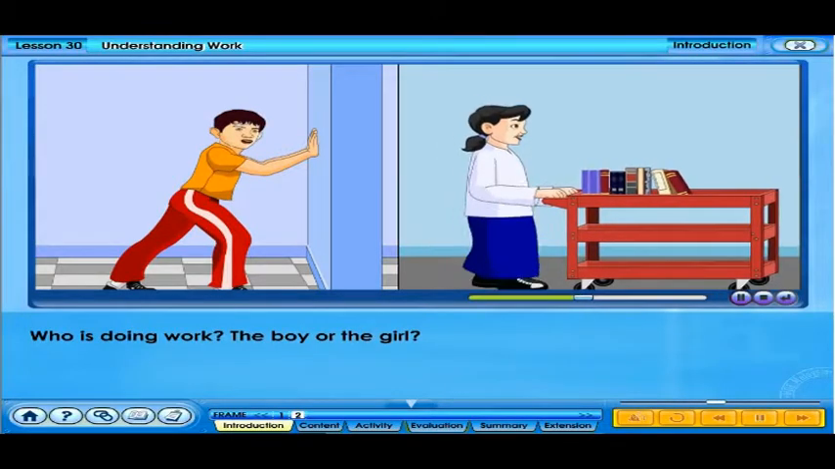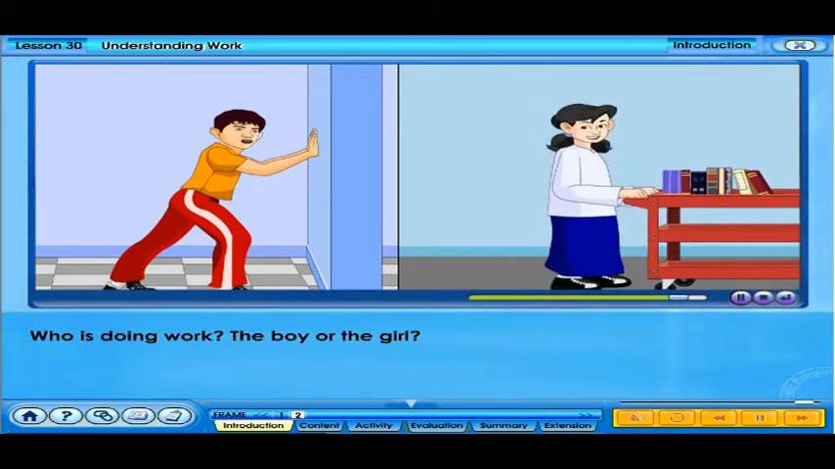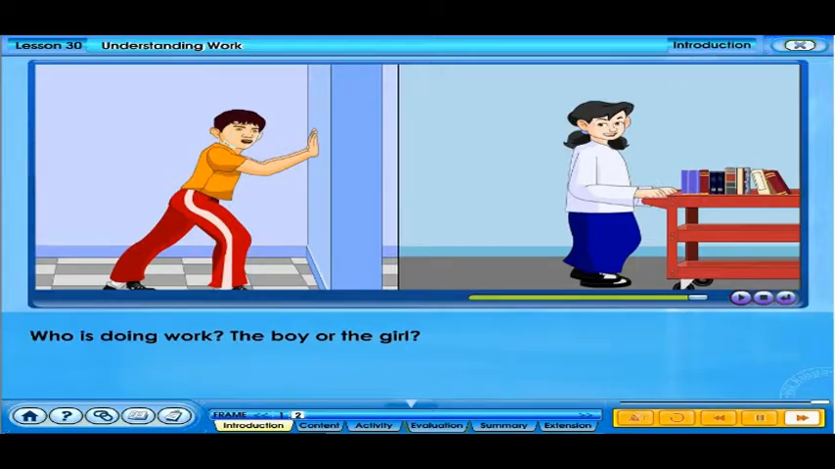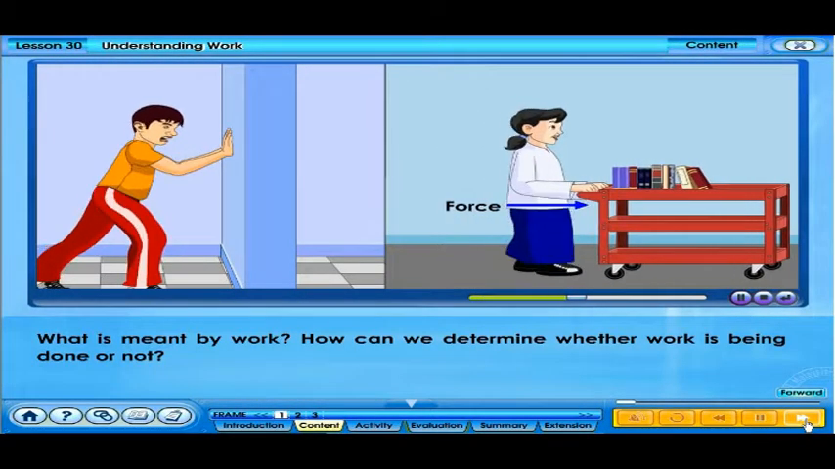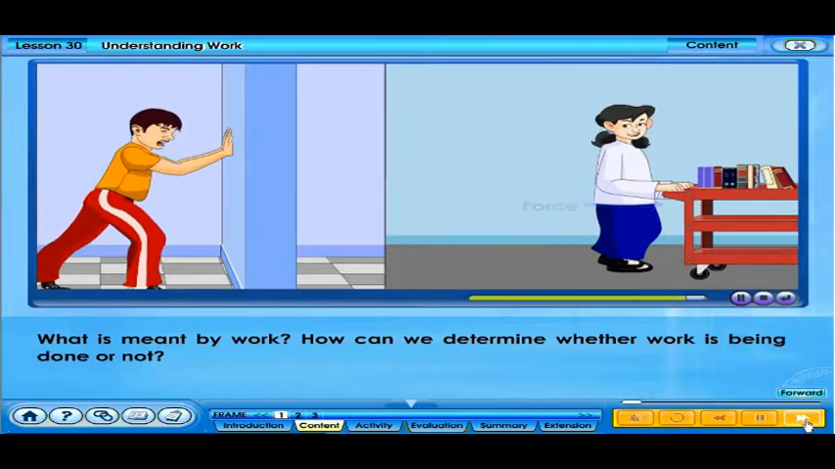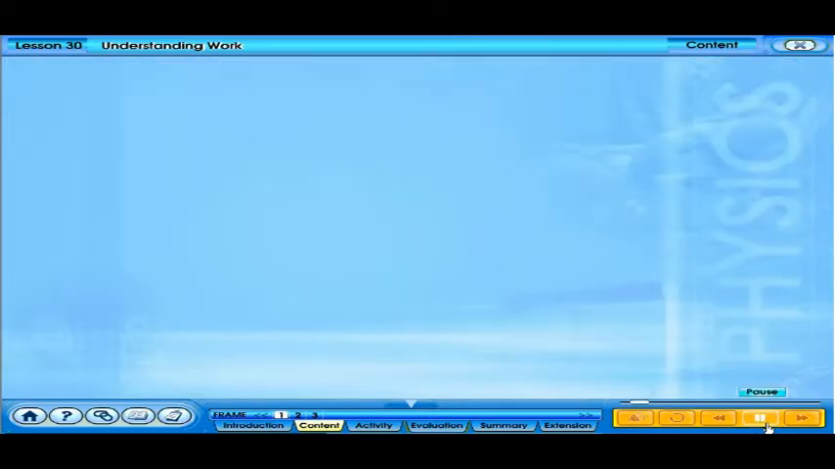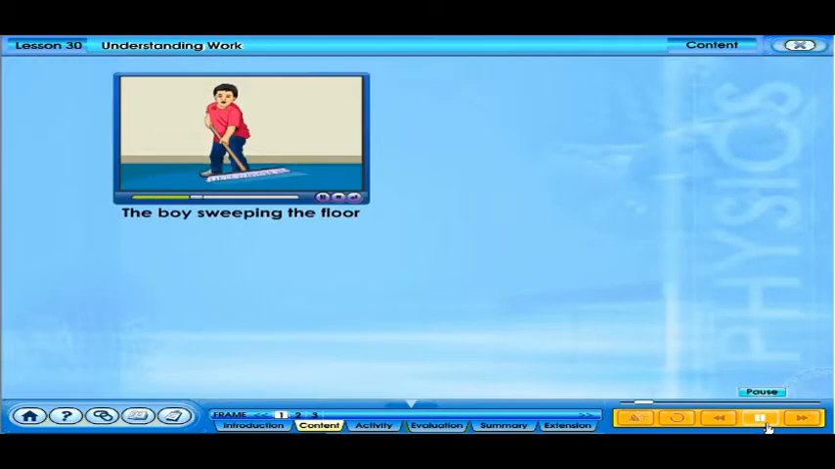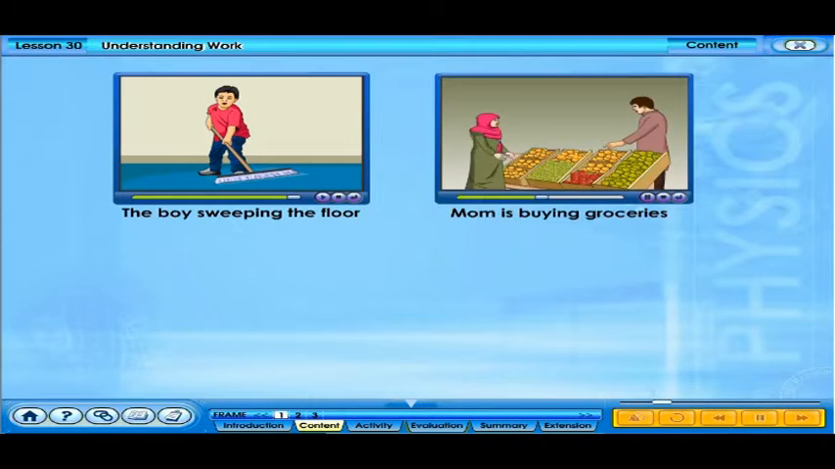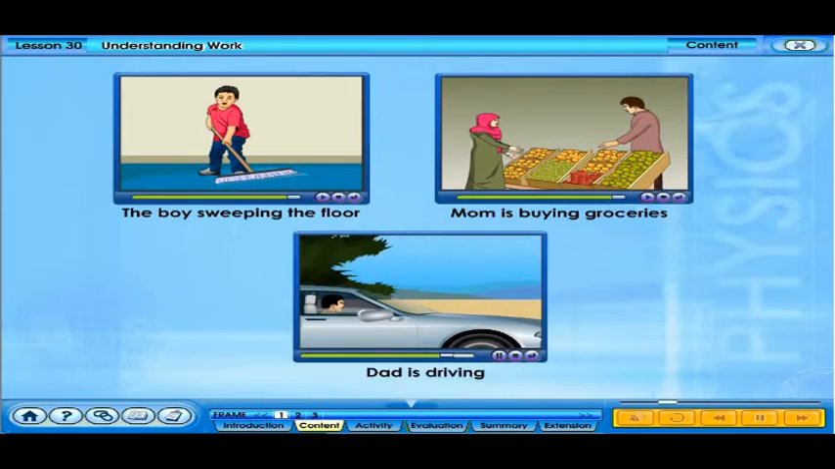Who is doing work, the boy or the girl? What is meant by work, and how can we determine whether work is being done or not? The word work means many different things to us in our daily lives. We say that we work when we sweep the floor, or buy groceries, or drive a car.